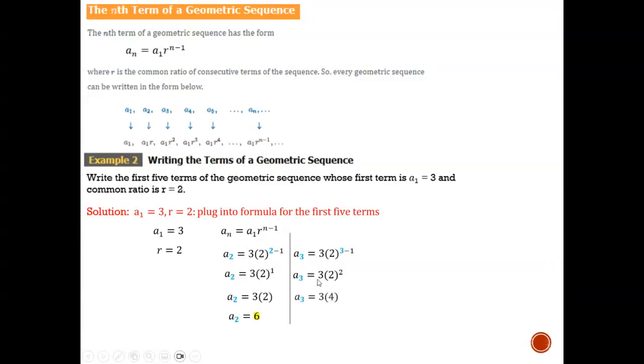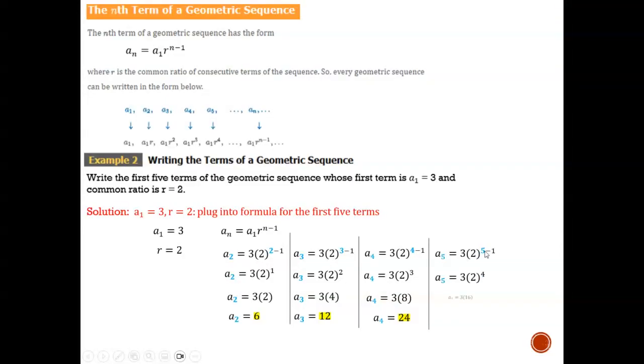We can plug in a 3 into the formula, which is 3 times 2 squared. 3 times 4 is 12. Plug in a 4, 2 to the third, which is 8. 3 times 8 is 24. And we can plug in a 5 to the formula. 5 minus 1 is 4. 2 to the fourth is 16, and we get 48.